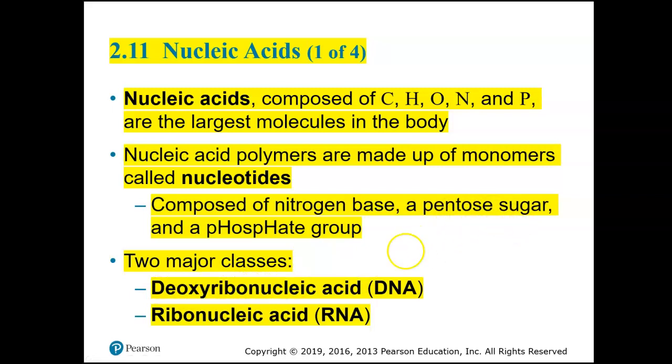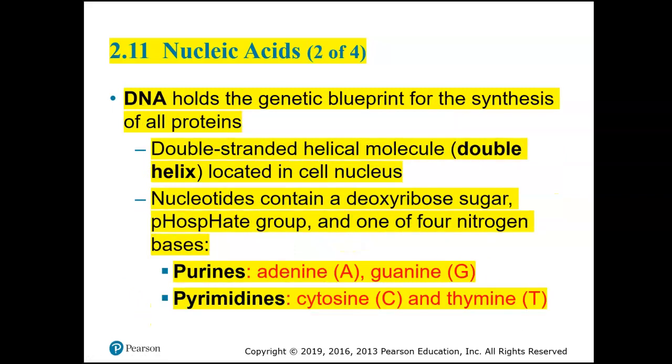And then the base can be one of 4 bases. There's adenine, thymine, guanine, and cytosine. And then, of course, the third component of each nucleotide is a phosphate group. All right, so DNA holds the genetic blueprint for the synthesis of all proteins. And in that way, since strands of DNA code for specific proteins, DNA determines our traits or our characteristics.